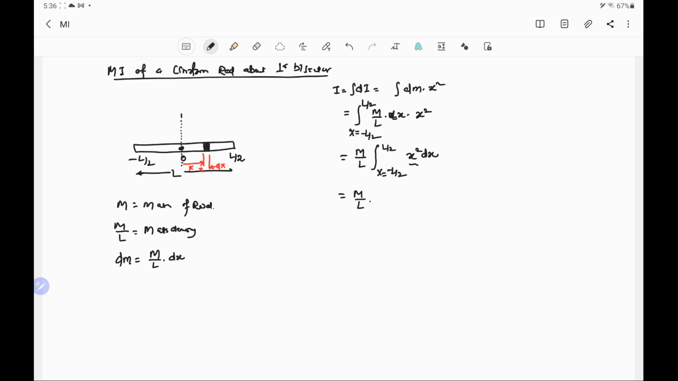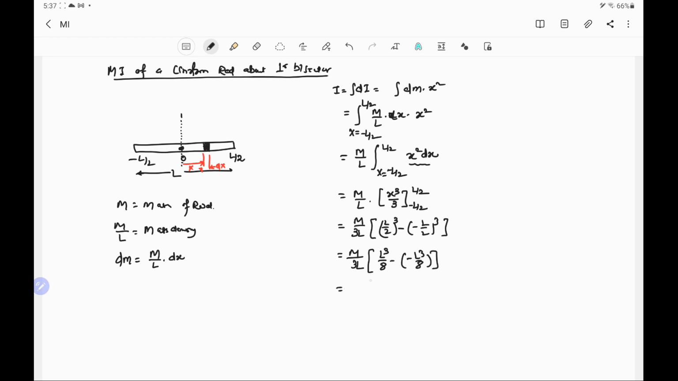Now using the integration of x square, it will come x cube by 3, and limit is from minus L by 2 to L by 2. 3 is constant term, it will be taken out, so it is m by 3L, and then put upper limit L by 2 whole cube minus, then put lower limit minus L by 2 whole cube. It is equal to m by 3L, and opening this bracket, it will come L cube by 8 minus L cube by 8.